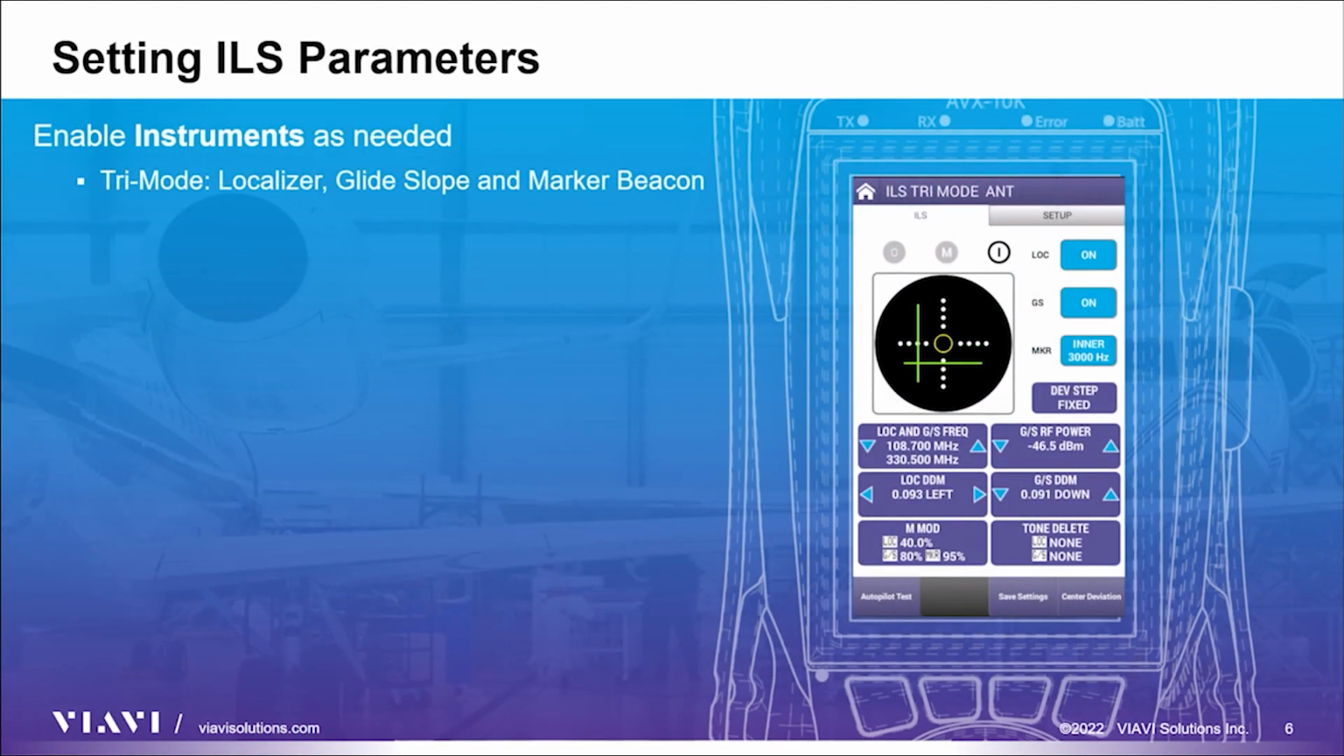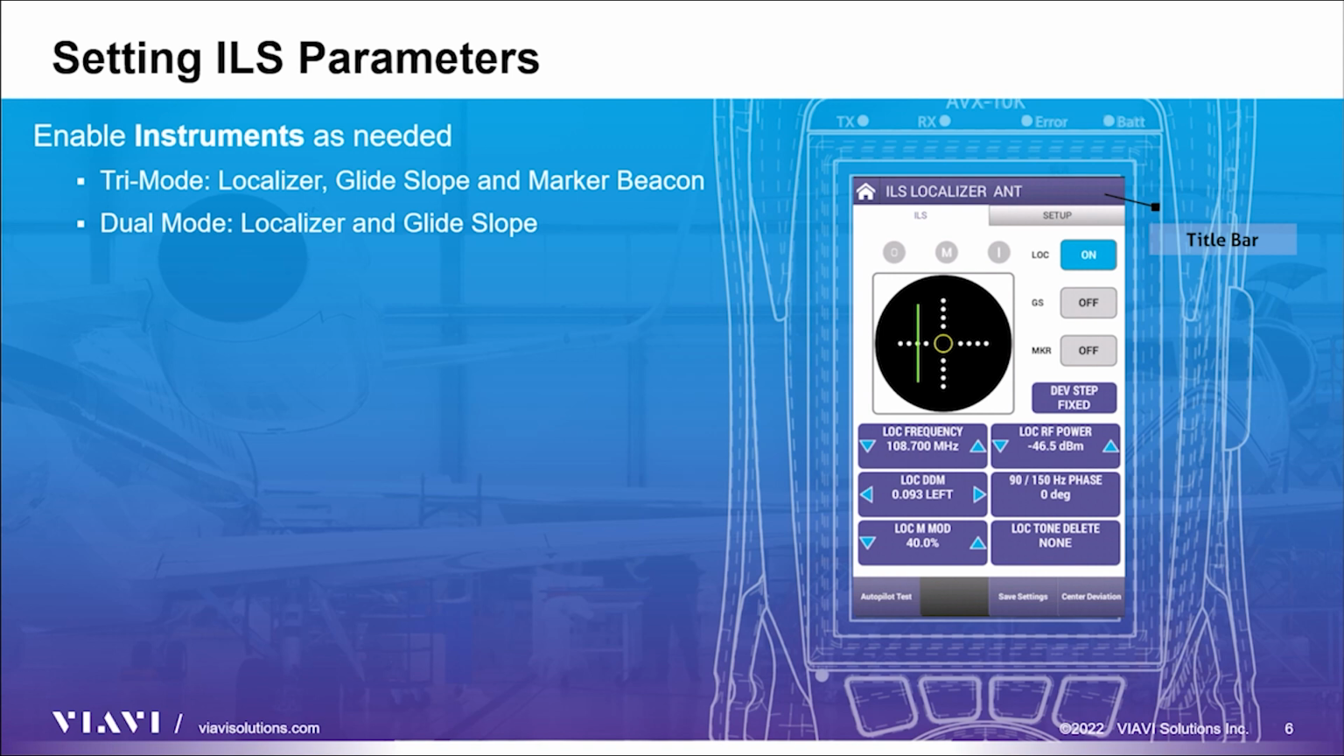Once you have completed the setup parameters, the next step is to adjust parameters, as needed, on the main page. All of the fields with a blue background can be modified, and localizer, glide slope and marker beacon can be turned off and on. Marker beacon is only available by itself, or in tri-mode, with all instruments turned on. Dual mode will be reflected in the title bar when just localizer and glide slope are turned on. If just one instrument is turned on, the title bar will reflect that as well, and the RF power can be controlled for just that instrument. Please note that the output is always active and changes in accordance with the settings.